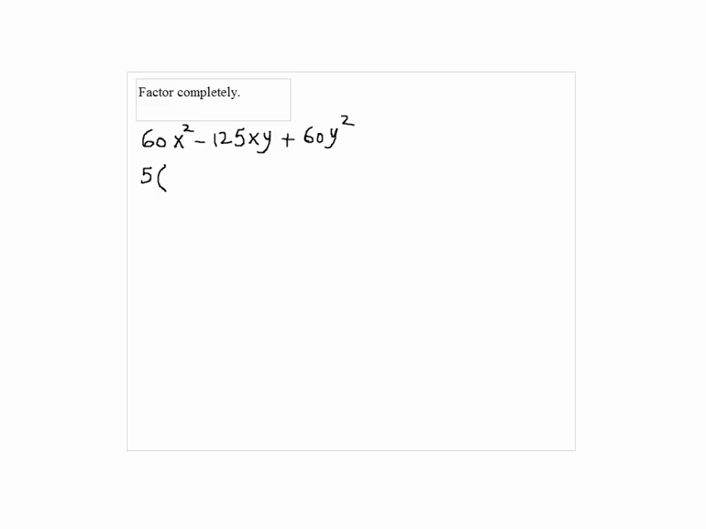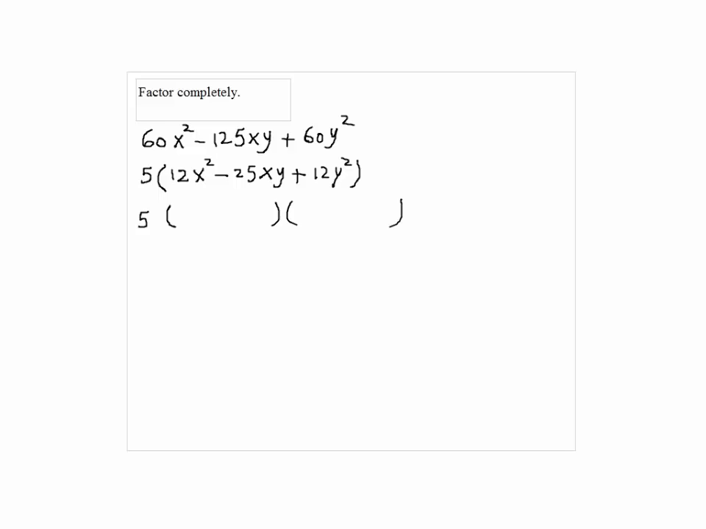Factor completely: 60x to the power of 2 minus 125xy plus 60y to the power of 2. So we have 5 in common between all these three terms, so let's factor that out.